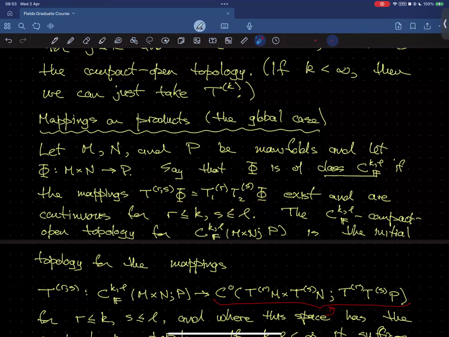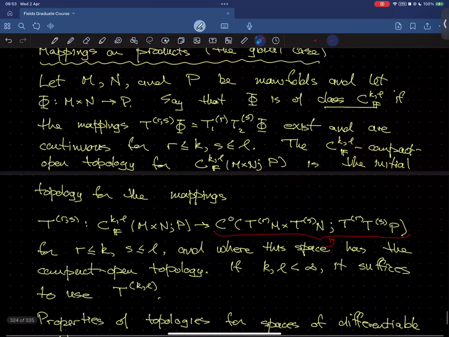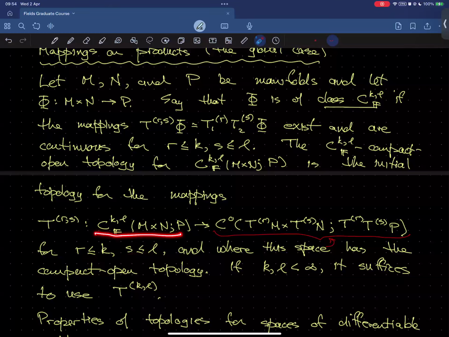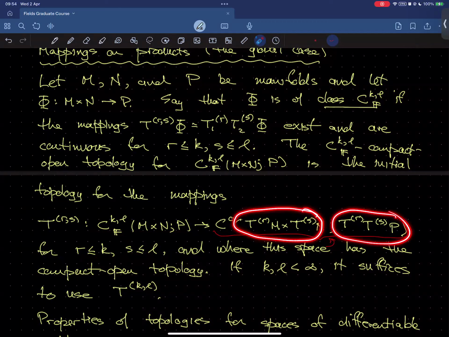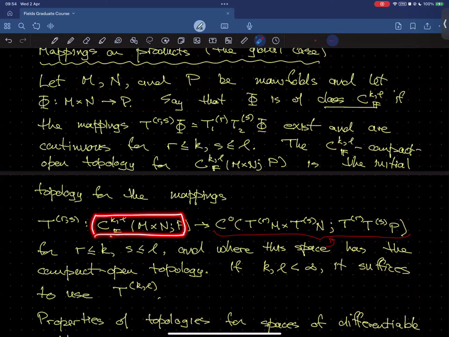Okay, and then the compact open topology is defined in the obvious way so that these ones are continuous. Right. So T_RS is going to take, if R is less than K and S is less than L, a CKL function and map it into a continuous function from here into here. And the definition of the CKL compact open topology on here is so that these mappings are all continuous.